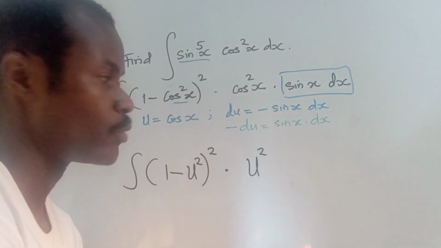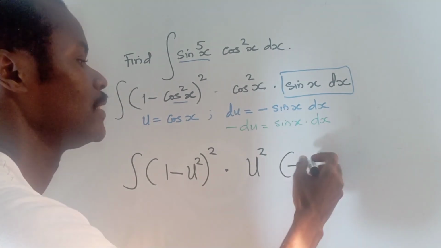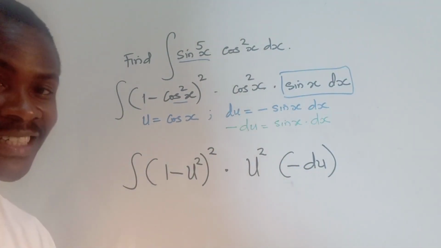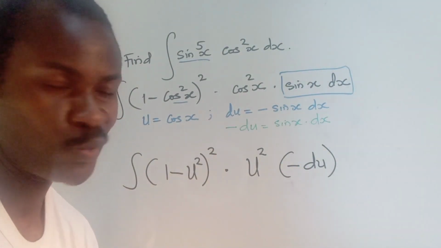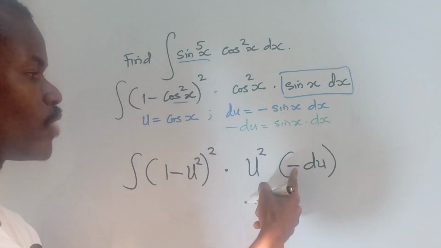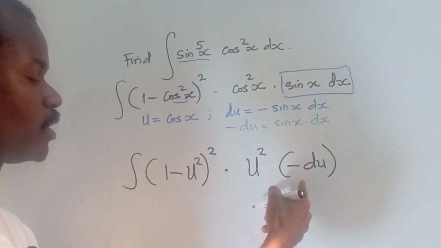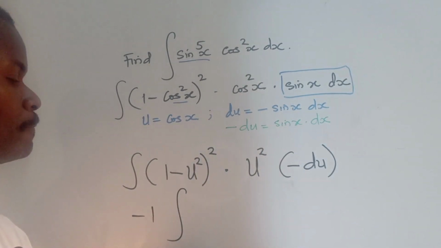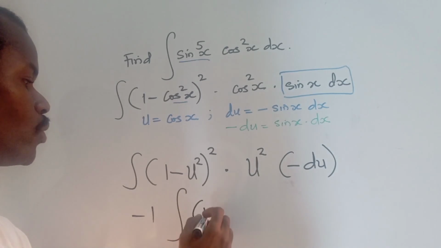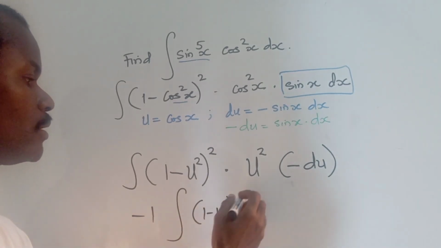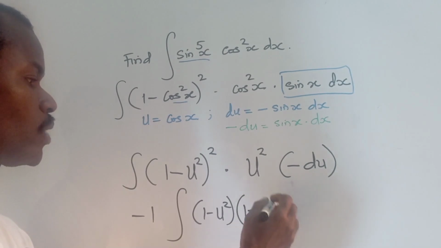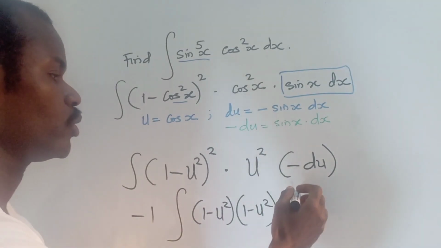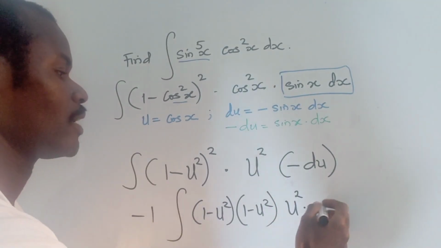So let me replace that quickly. It's going to be negative du. So you can now see all this is now in terms of u. Since we have negative, this also means negative 1, and we can bring it out here as negative 1 times the integral. Now this square means 1 minus u squared multiplied by 1 minus u squared, and multiplied by u squared, and we have our du.